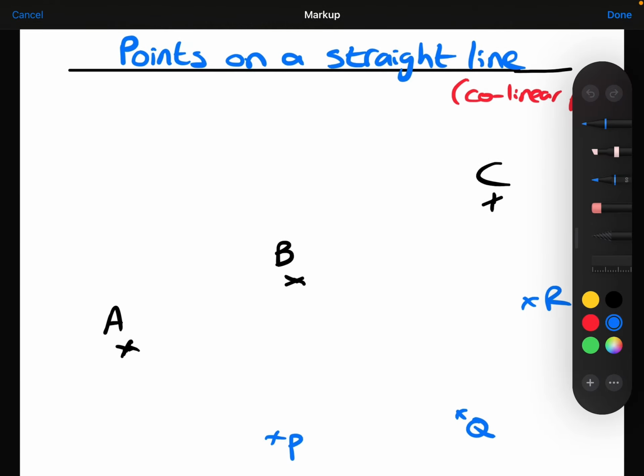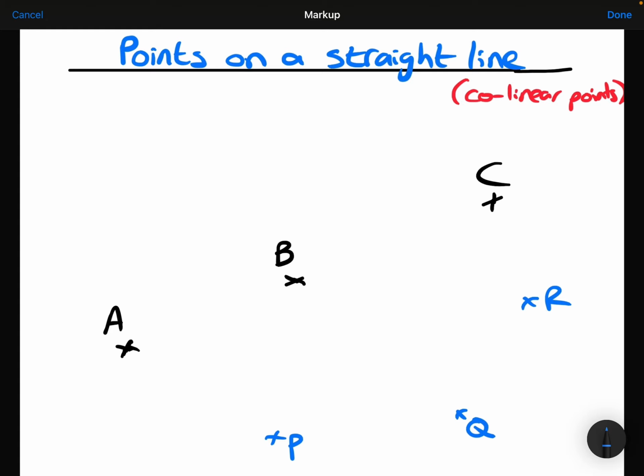This video is about points that lie on a straight line, or collinear points. Now the points A, B, C clearly do lie on a straight line. The points P, Q, R do not. Now that's obvious. We want to be able to prove this using vectors, and there are two key conditions that you have to meet for this.